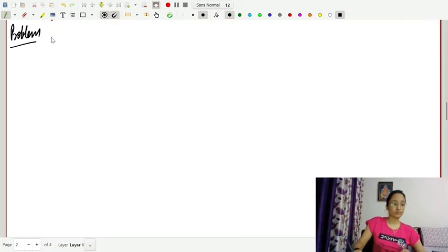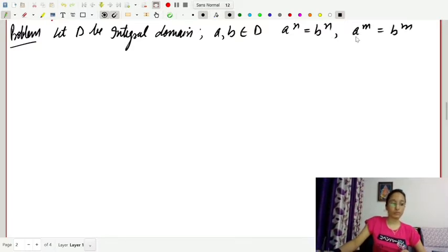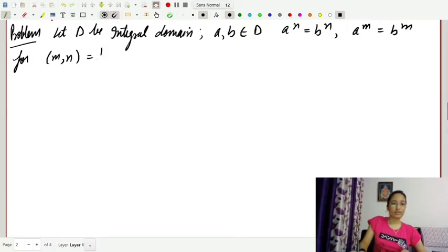Now let D be an integral domain such that a, b belongs to D, a^n is equal to b^n and a^m is equal to b^m, where m and n are relatively prime integers. Then we have to prove that a is equal to b.